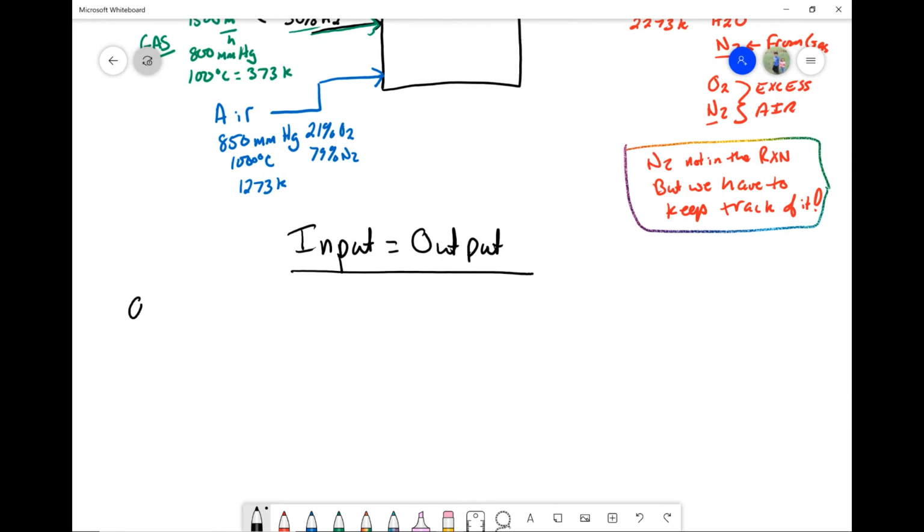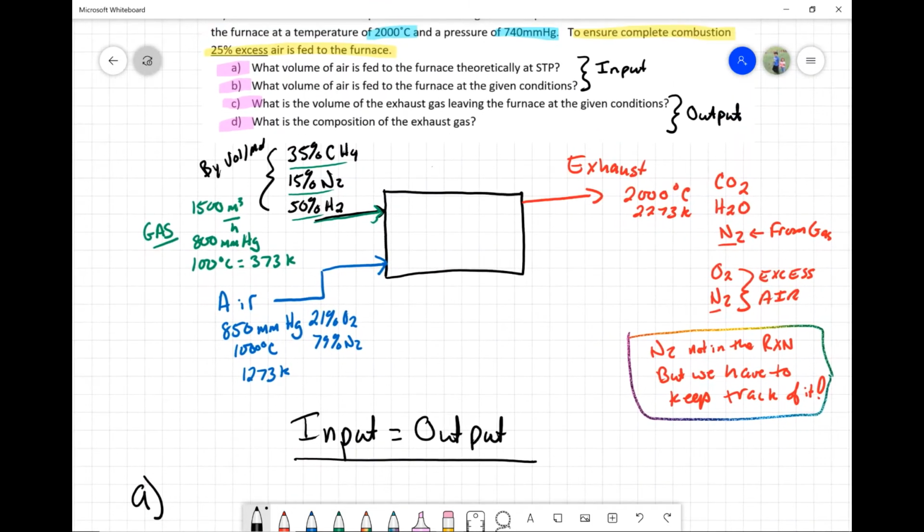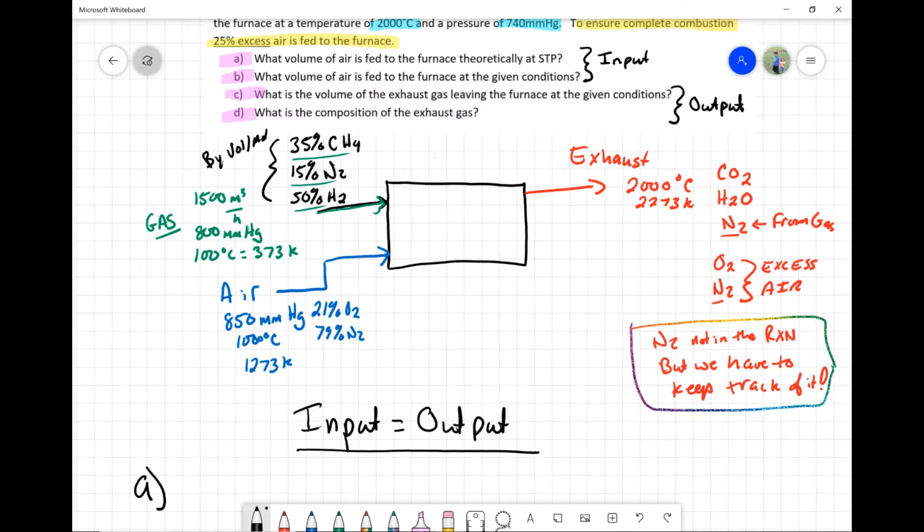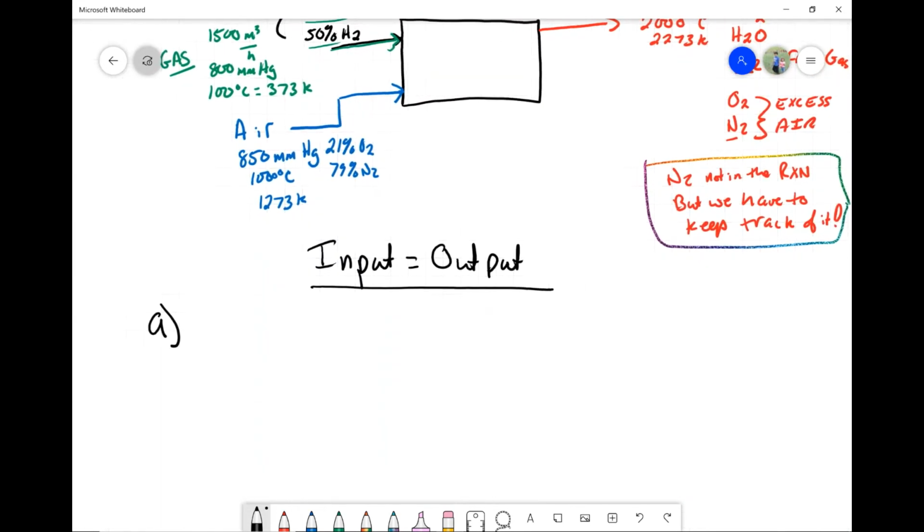Input equals output. A. So we have two reactions, but let's figure out the amount of volume at STP first, right? So what volume is air? What volume of air is fed theoretically at STP? So to figure this out, we need, and we've done this before, we need the input gas at STP.